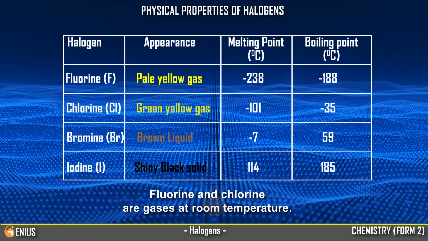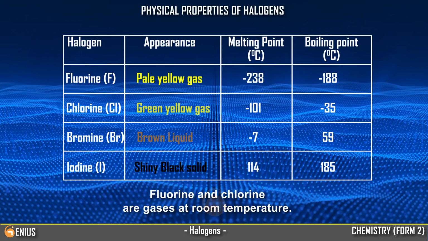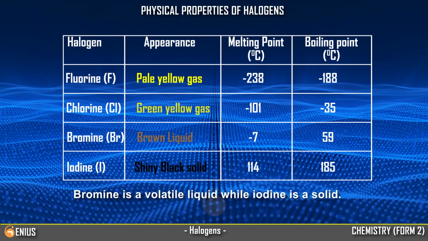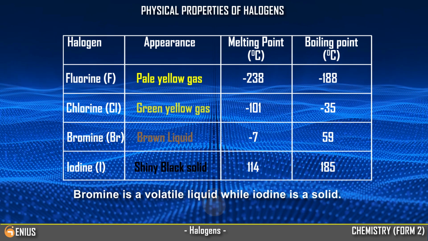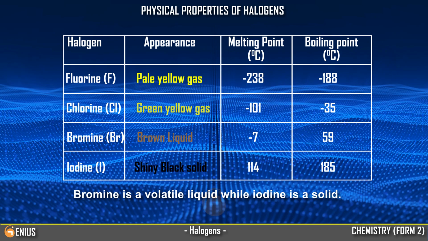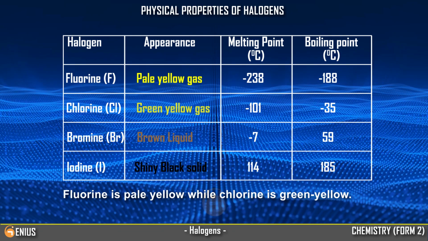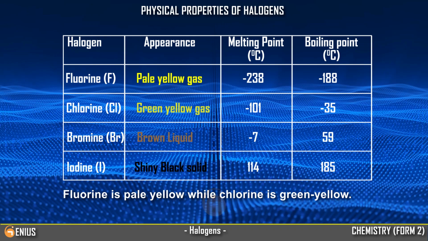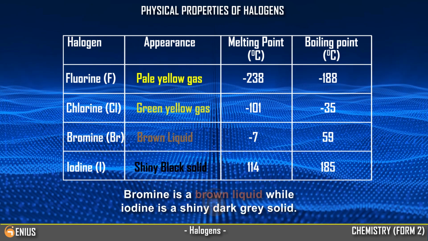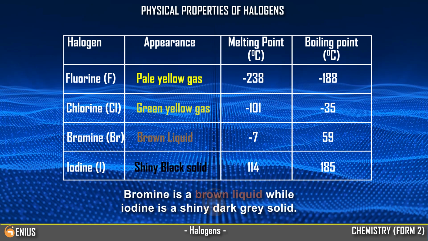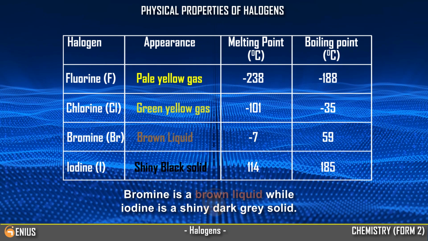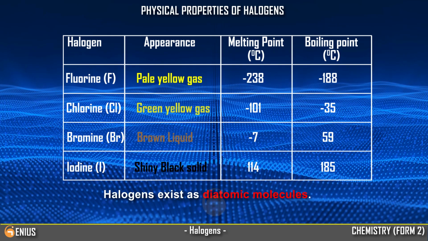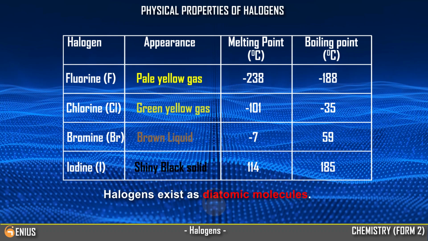Fluorine and chlorine are gases at room temperature. Bromine is a volatile liquid, while iodine is a solid. Fluorine is pale yellow while chlorine is green-yellow. Bromine is a brown liquid, while iodine is a shiny dark gray solid. Halogens exist as diatomic molecules.